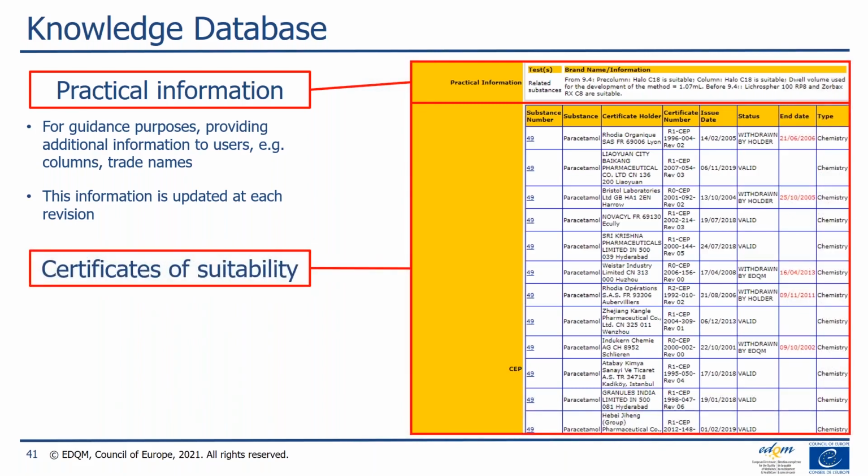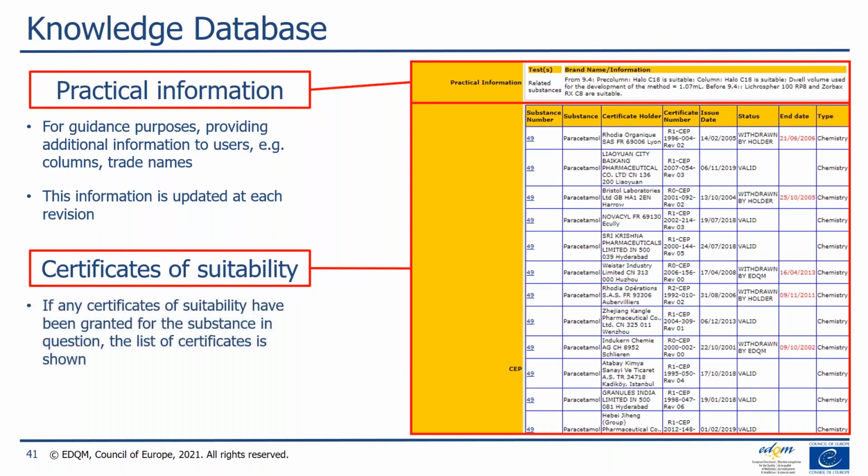And finally, there's the section on certificates of suitability. This indicates whether any certificates have been granted for the substance, so you can see the list of certificates, the holder, status, etc. This is an excerpt from the online list of CEPs, which is a separate database, but the link shown will take you to the relevant excerpts from that database.